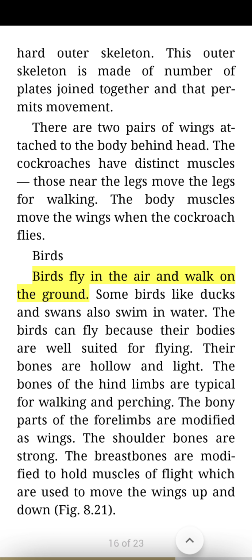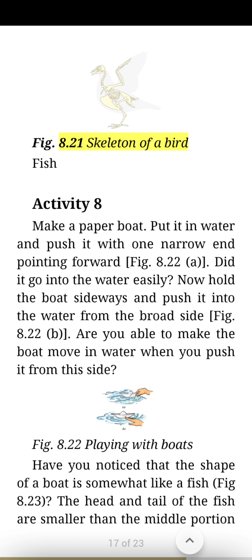Birds. Birds fly in the air and walk on the ground. Some birds like ducks and swans also swim in water. The birds can fly because their bodies are well suited for flying. Their bones are hollow and light. The bones of the hind limbs are typical for walking and perching. The bony parts of the forelimbs are modified as wings. The shoulder bones are strong. The breast bones are modified to hold muscles of flight which are used to move the wings up and down. Fig. 8.21. Skeleton of a bird.